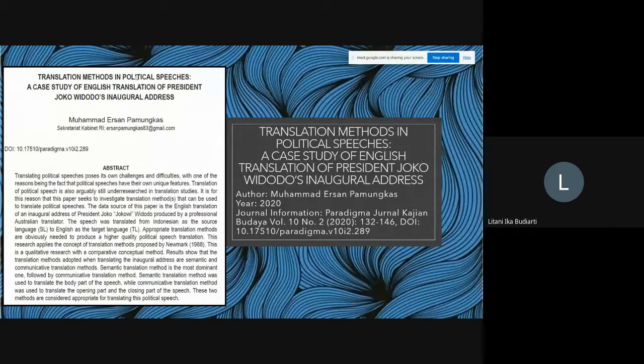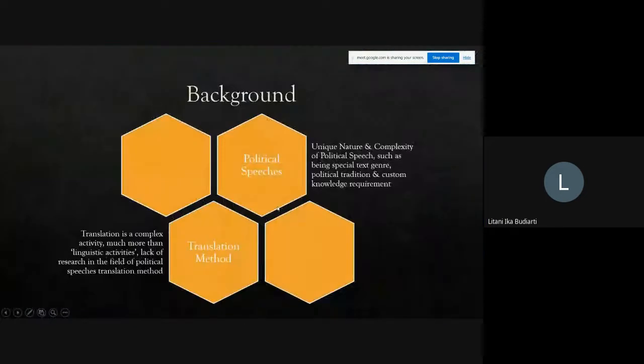So this is what the journal looks like, and this is the background. So here we have political speeches and translation method. As we know, translation is actually a complex activity, and it is much more than just a linguistic activity.